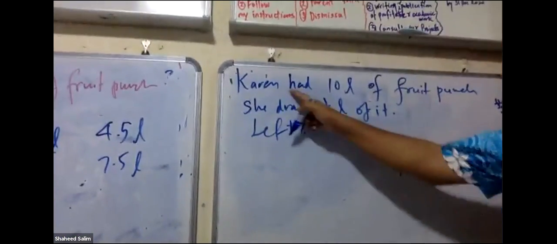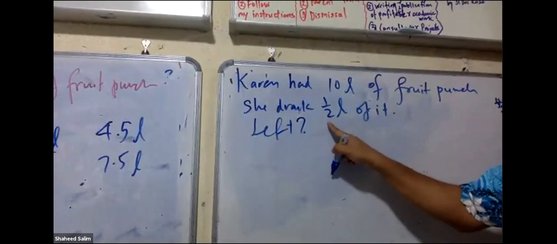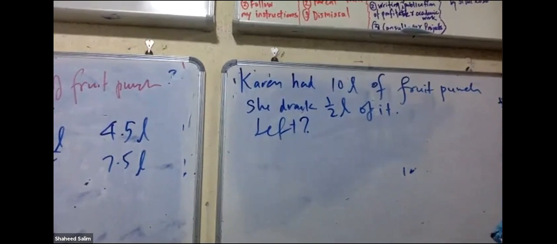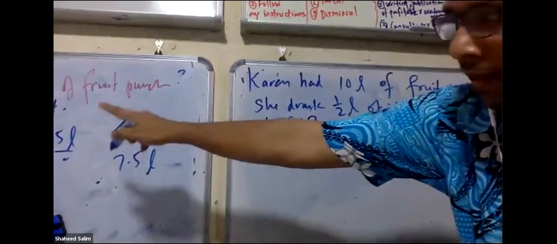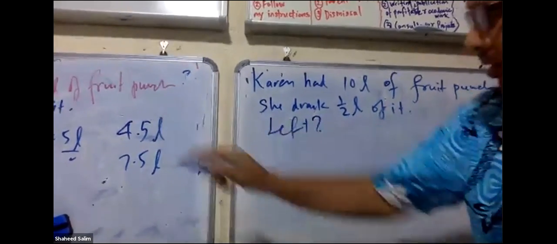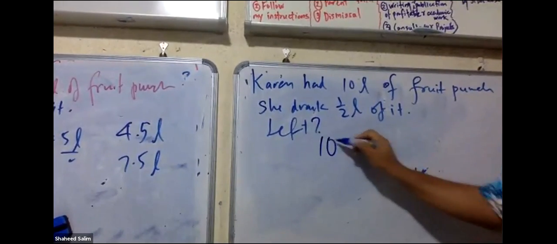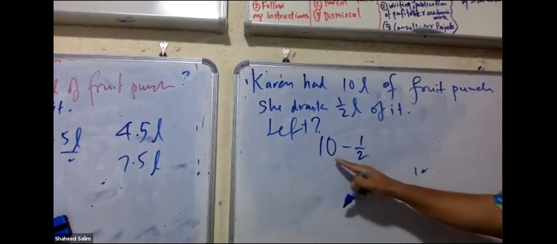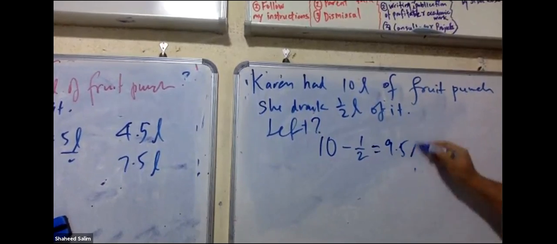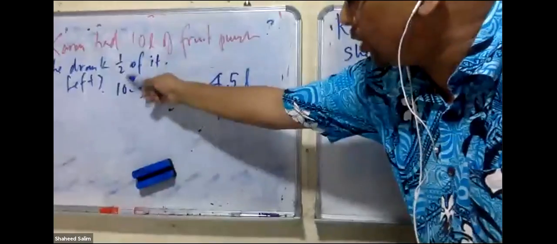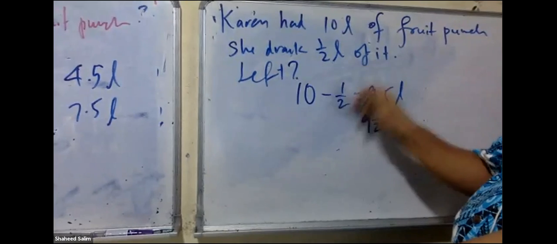Now down here is different. It looks the same, but it's different. Karen had 10 liters of fruit punch. She drank half liter of it. How much is left? This one, there's no liter there. One has liter, one has no liters. So how much is left? In this case, you take 10 minus half liter. Because this is in liter, this is in liter, then you minus, you get 9.5 liters. So down here, there's no liter, you must find out what is half. This one, you don't need to find out half, you just minus straight.